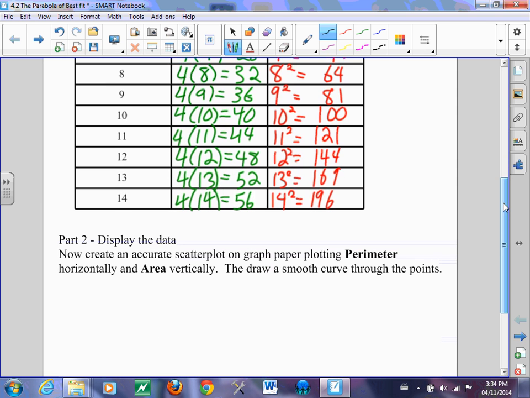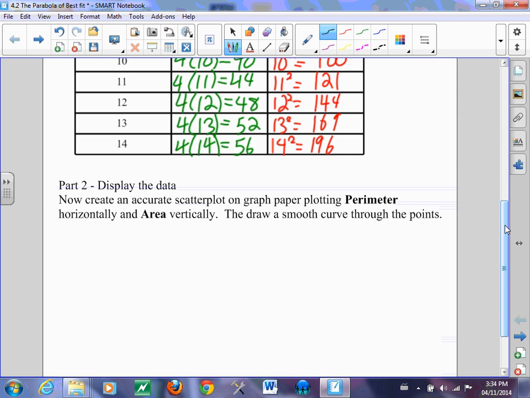Now what we're going to do is display the data. So now we're going to create an accurate scatter plot on graph paper. So if you have graph paper, great. If not, just go to Google and print off a graph grid. You could do Google Images, graph paper. And what you're going to do, folks, is plot graphs. So use a full page, ladies and gentlemen. And if you can get another page while you're at it, because you're going to need 1 page of graph paper for homework. Okay? So what we're going to be doing is plotting the perimeter horizontally.